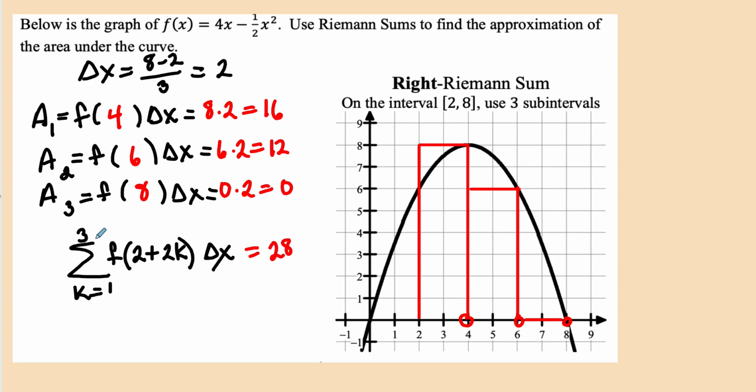And again, I wrote this summation notation. And notice that this formula will create the 4, 6, and 8. So when k is equal to 1, this creates a 4. When k is equal to 2, it creates a 6, and then an 8.